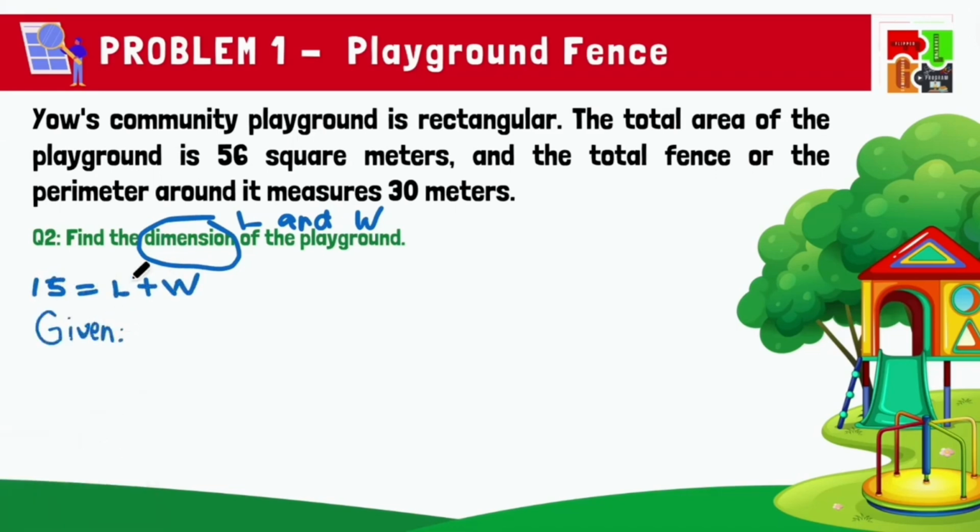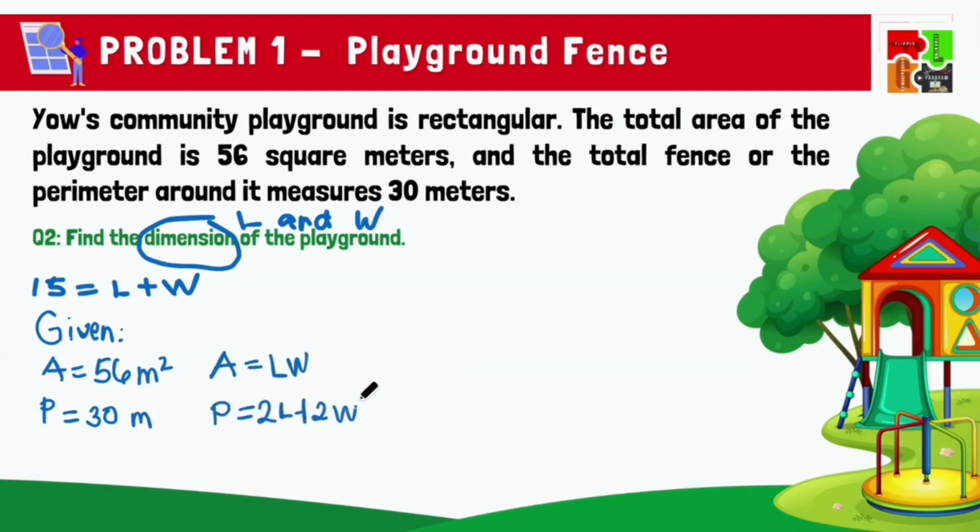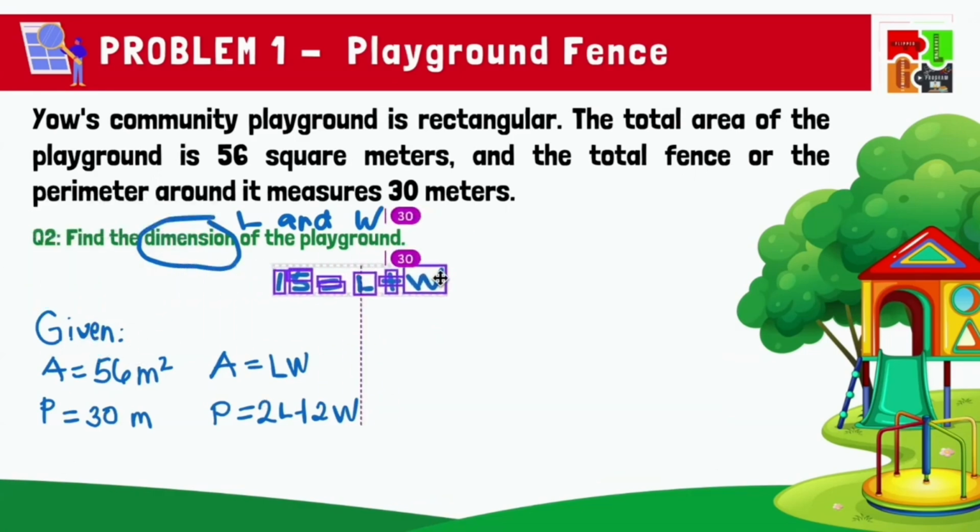The given are, of course, meron tayong area na 56 square meters. Meron din tayong perimeter na 30 meters. Meron din tayong, of course, ang formula ng area ng rectangle is A equals length times width. Ang formula ng perimeter ng rectangle is 2L plus 2W. So, we are asked to find the dimension of the playground, the length and the width. Gagamitin natin is the equation na nakuha natin kanina sa question number 1. So, I will just move this one para ito yung magiging pattern natin here.